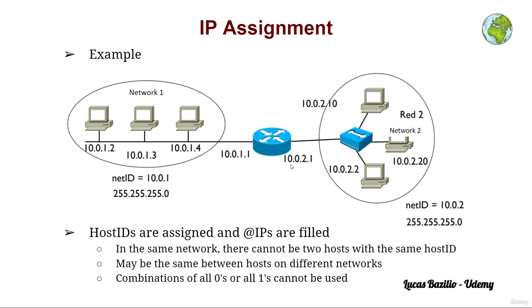Very well. Now we come to network 2 again. On this network 2, what is happening? Since the net ID is 10.0.2, all of these interfaces, all of the applications must have 10.0.2. That's why here we have all of them 10.0.2, 10.0.2, 10.0.2. The only thing that changes between these computers is the host ID.